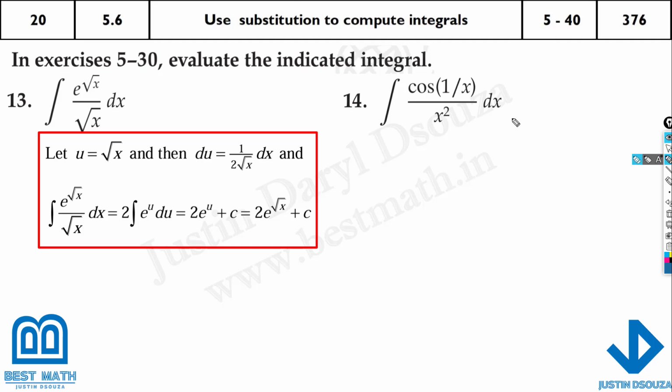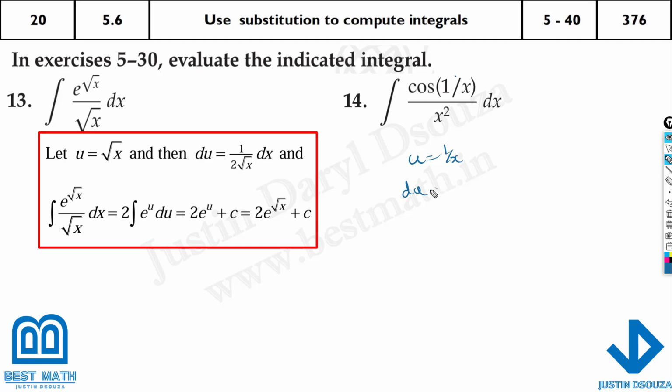The next one, whatever is inside this, let's assume as u, because there is no other way you could simplify this. And when we assume that as u, I know when we derive over here, power 2 will also come, so this can be cancelled out. So u will be 1 by x. So what's going to be du? The derivative of 1 by x is minus 1 by x squared.